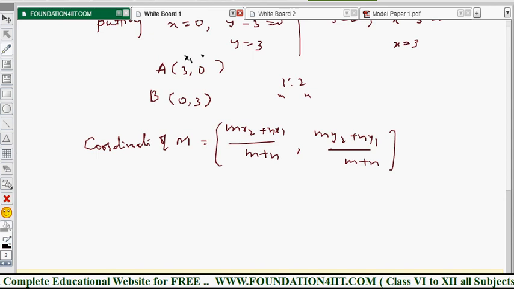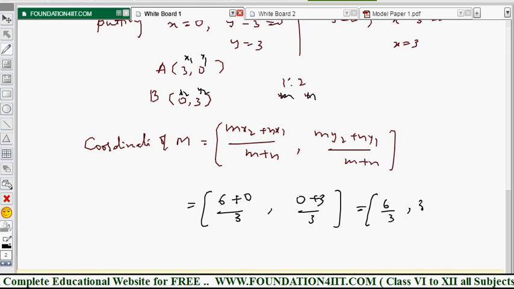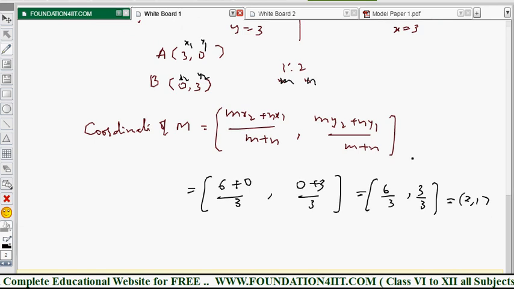So if you take x1 y1, this x2 y2, and this m and n ratio, then if you apply directly, you get (1 into 0 plus 2 into 3) by (1 plus 2), which is 3, and (1 into 3 plus 2 into 0) by 3. Just simplify: 6 by 3 is 2, comma, 3 by 3. Then the point is 2 comma 1. So M is 2 comma 1.